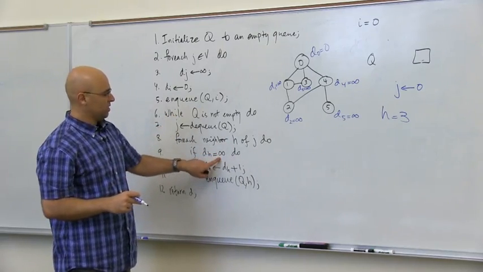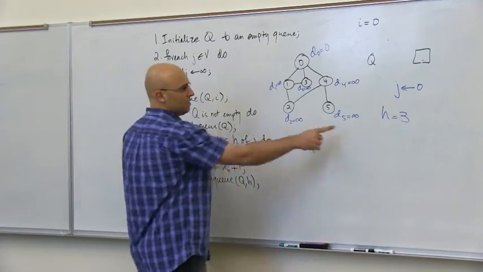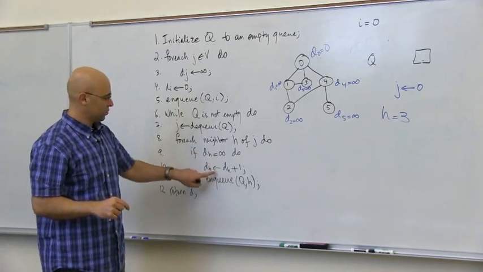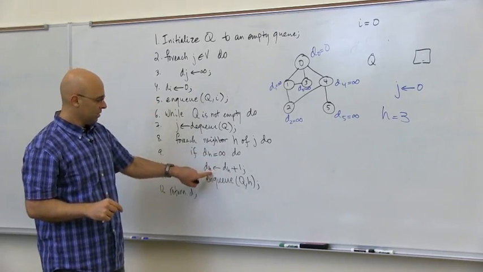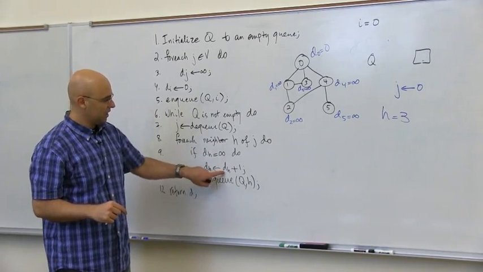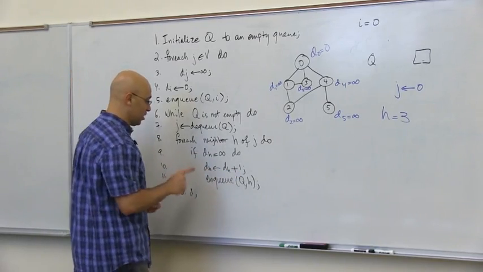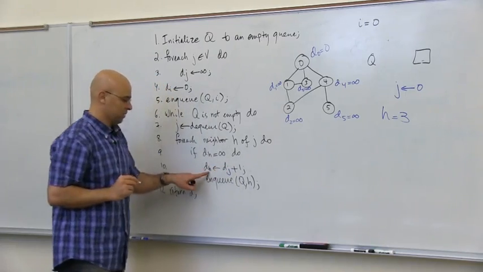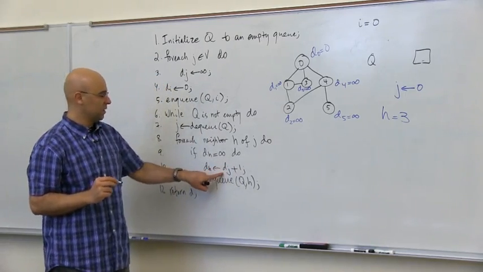If d of h equals infinity, do. Is d of 3 infinity? The answer is yes. So this condition holds, and we come to this point here. When we come here, we say d of h is d of j plus 1. Sorry, this is d of j plus 1. d of h is d of j plus 1.